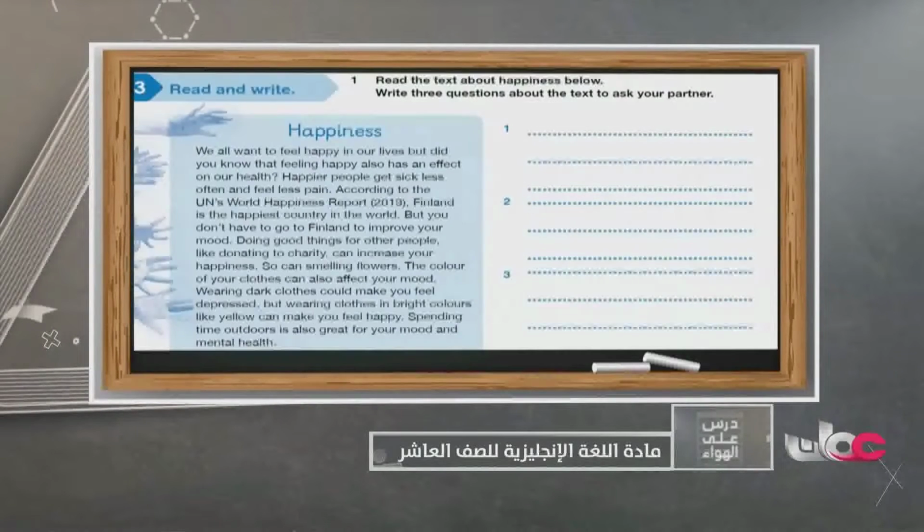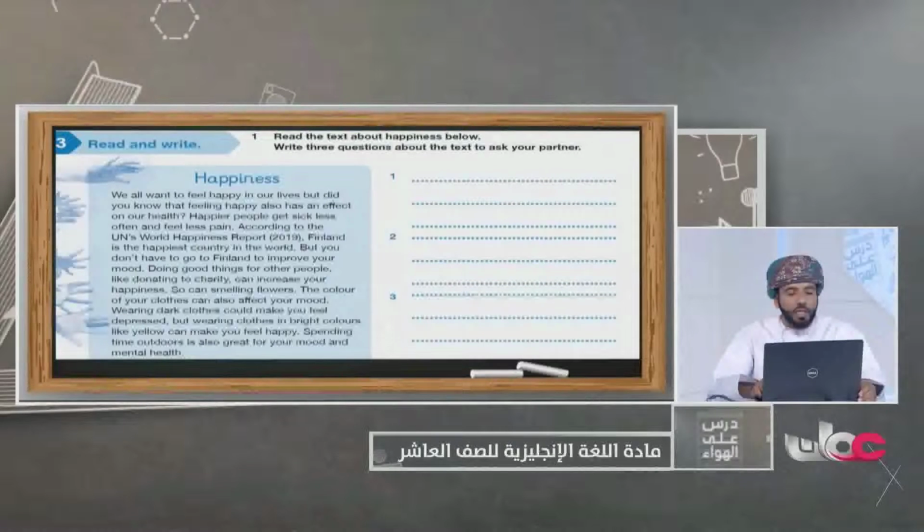Okay. Here guys, in activity number 3, you have a text about happiness. And the instruction says, read the text about happiness below, then write 3 questions about the text to ask your partner. You can read this one at home guys, and we just want to form some questions about the text or about this topic, which is happiness, and the answer should be in this text.